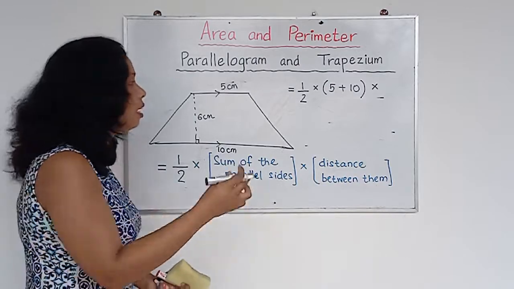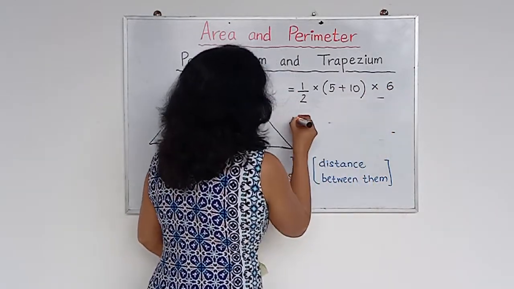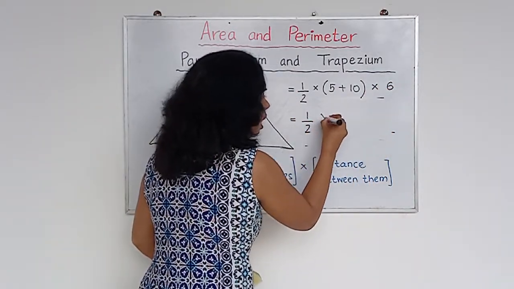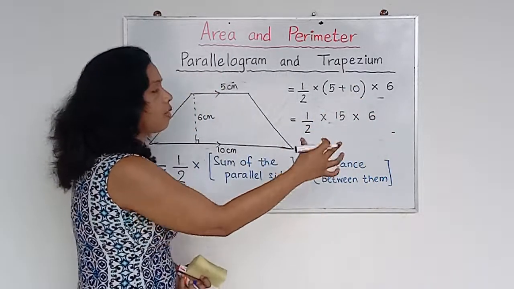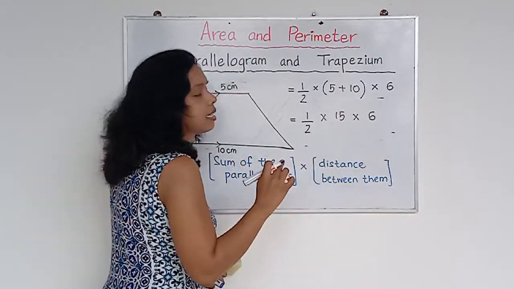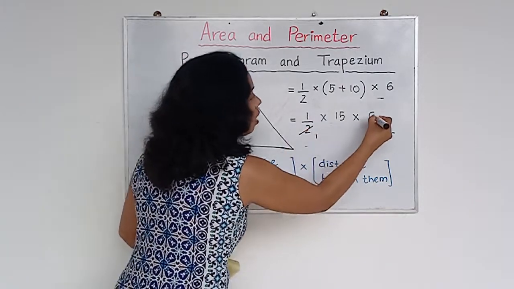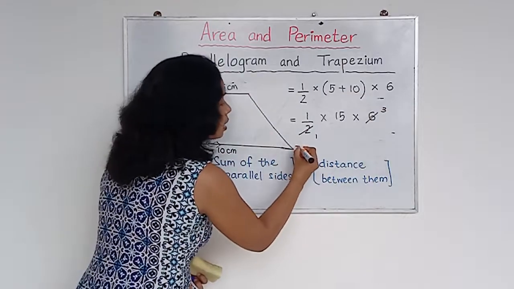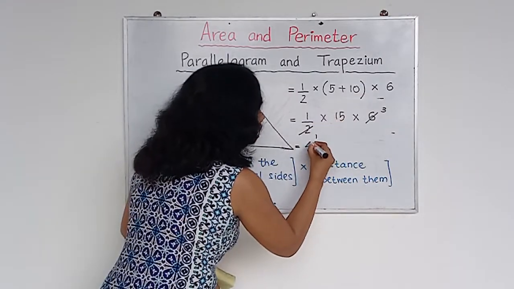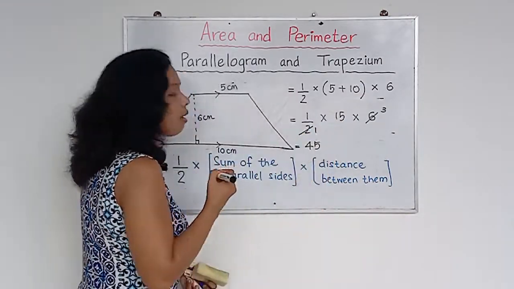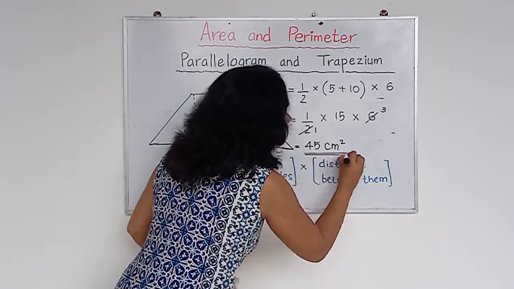Them refers to what, children? The parallel lines, right? Between them. So that means it is 6 centimeters. What can I do? Half times 5 plus 10. It is 15 times 6. So rather than multiply, without multiplying 15 times 6, can I do something? Can I simplify this? Yes. Now I can simplify. How? 2 times 1, 2 times 3. Then it's easy for me. 3 times 15, it is 45. 45 what? 45 squared centimeters. This is the final answer, right?